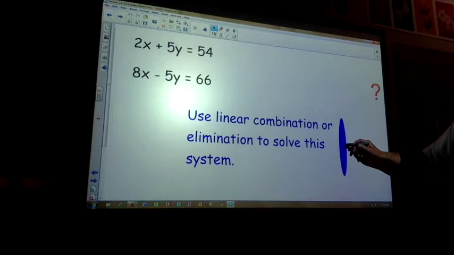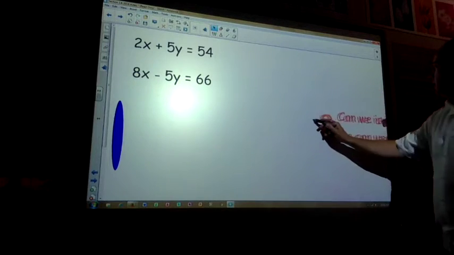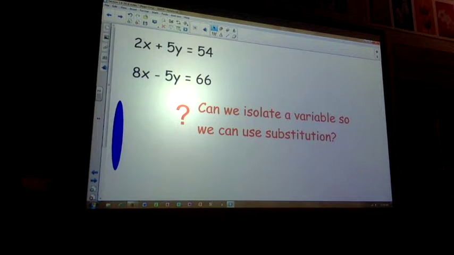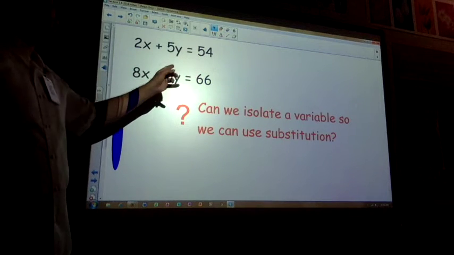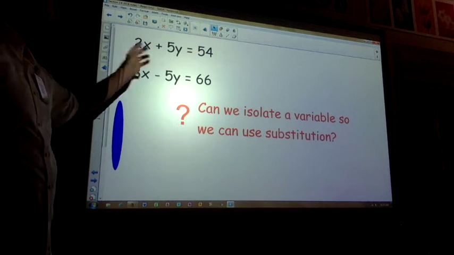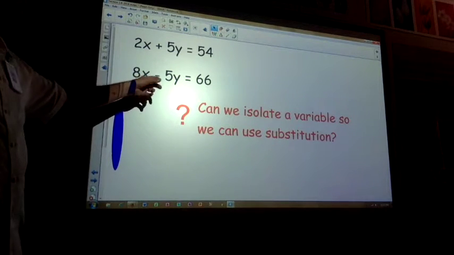So this one, use linear combination or elimination. So what do you think? The linear combination, the addition method, it's all the same thing. So does that work? What's the question? Can we isolate a variable easily on this one without getting fractions? Well, not really. I'm going to get fractions if I isolate here, because if I get x by itself, I divide by 2, so I get 5 over 2. If I get y by itself, then I get a denominator of 5. This one I'll get a denominator of 8 or 5.